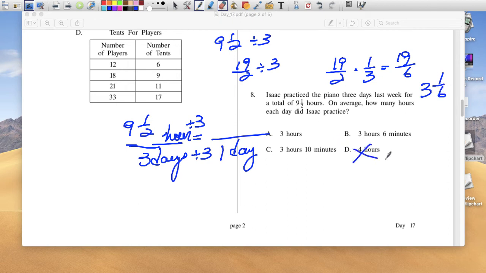So it's definitely 3 hours and 1/6 of an hour. If you divide 1 hour into 6 parts, every part is going to be 10 minutes, right? 10 minutes, 10 minutes, 10 minutes, 10 minutes, 10 minutes, 10 minutes, 6 times. And we want 1/6 of an hour, so it's going to be 3 hours and 10 minutes.